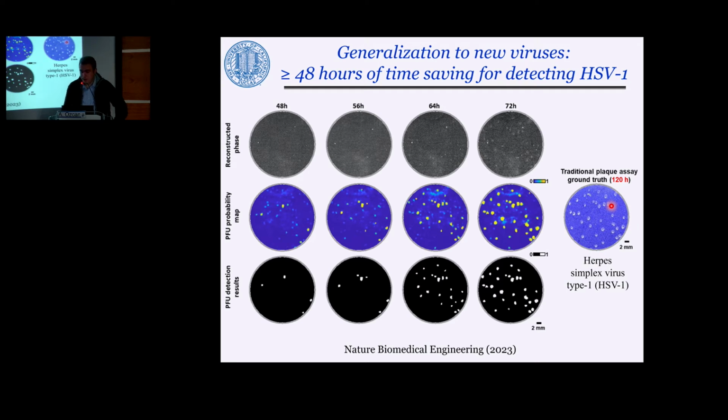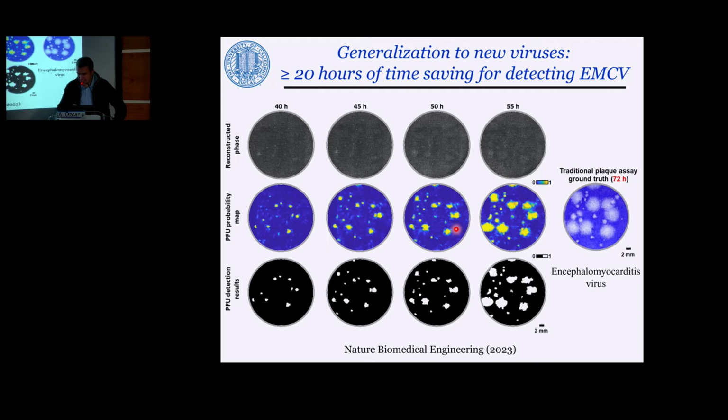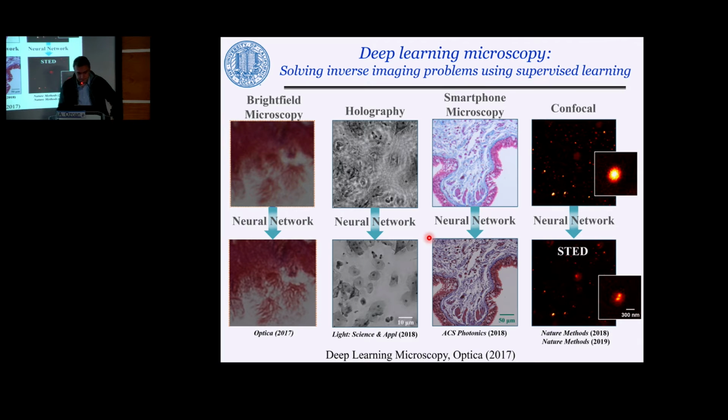Literally, they would count one by one after 120 hours. You can get a very good sense of what's going on in 64 hours, giving you almost half the time saving with these probability maps coming from these time-lapse images. And this is another type of virus that we've shown. It generalizes beautifully well to even a third type of virus, showing you that this is resilient to different types of viruses and their viral replication method. Major advantages are, again, label-free, within the incubator, automated, and it reports quantitative results of PFU much earlier.